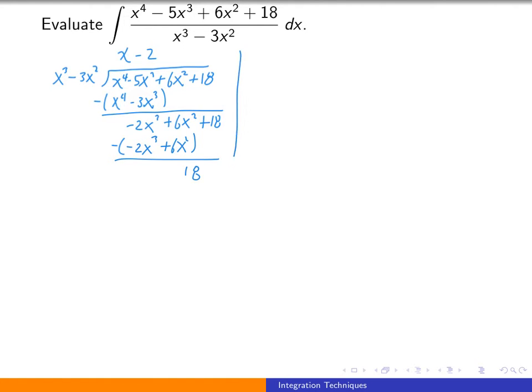So putting this together, what this tells us is that the quantity x to the 4th minus 5x cubed plus 6x squared plus 18 can be expressed as x cubed minus 3x squared times x minus 2 plus the remainder term 18. And thinking about what we want to integrate, that quartic polynomial divided by this cubic x cubed minus 3x squared, let's divide each term by that quantity.